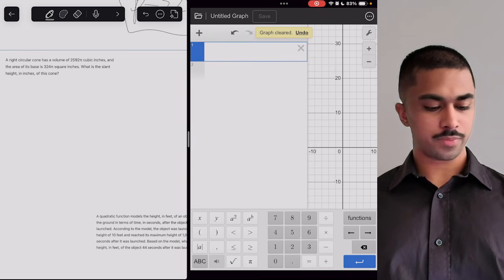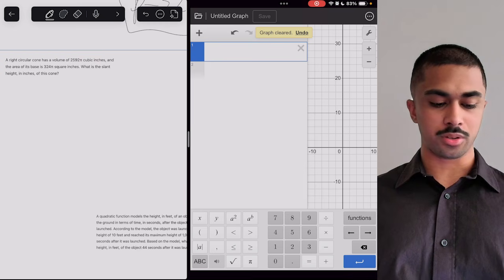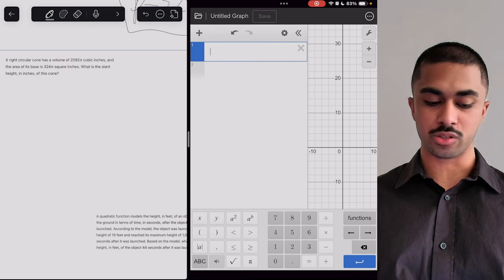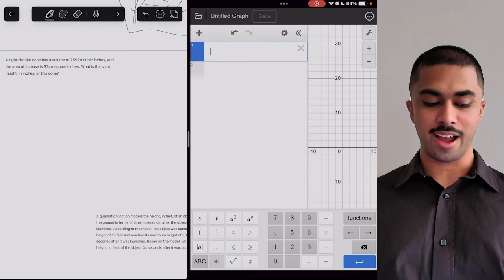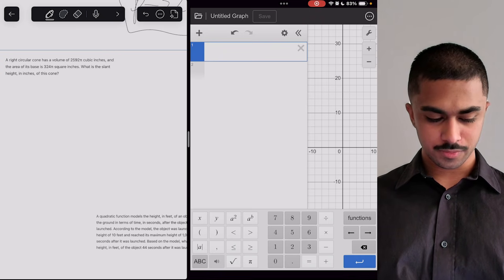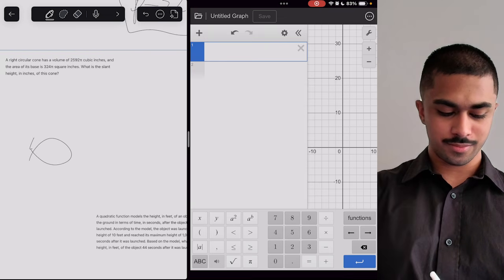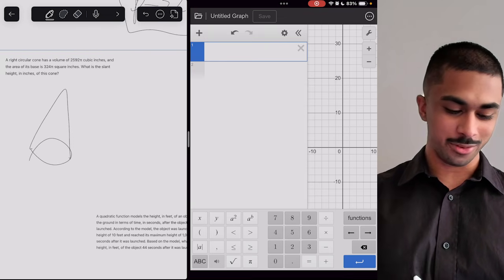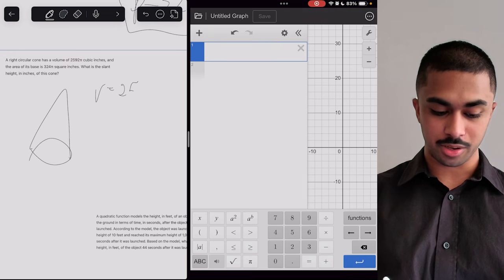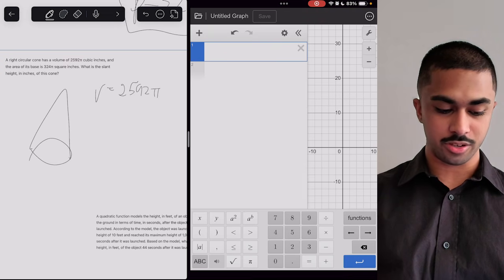Delete all. A right circular cone has a volume of 2,592 pi cubic inches, and the area of its base is 324 square inches. What is the slant height in inches of this cone? All right, that's the first thing that we do every single time. Volume equals, and then we start labeling everything. It's not enough just to draw the diagram.